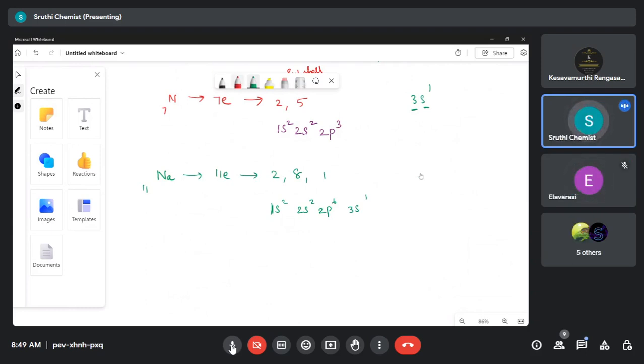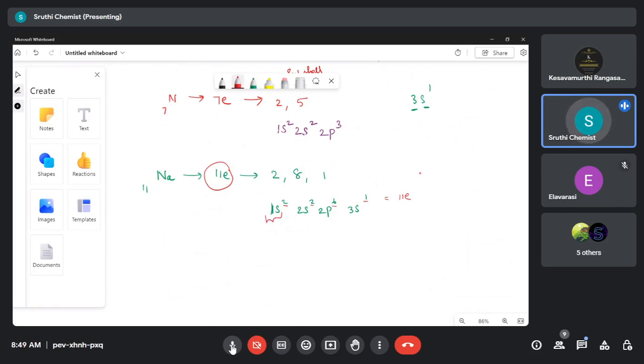So simply, if you count the number of electrons, make sure that it is equal to your atomic number. As I have 11 electrons here, it is 1s2, 2s2, 2p6, 3s1. I have 11 electrons. The powers should add up to the number of electrons you have. Very good.